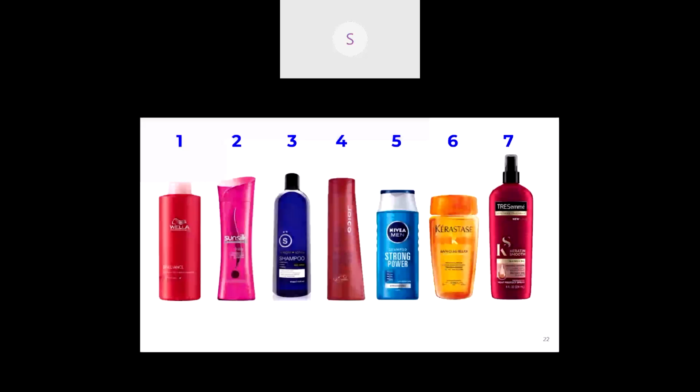Okay. So these are the brands, right? The first one is Vela, the second one is Sunsilk. The third one is, I don't really know. Fourth one is Joico. The fifth one is Nivea Men. Sixth is Karate, and seventh is Tresemme. Now, do you guys want to change again? You're free to. No change. Still no. Okay. Anyone?